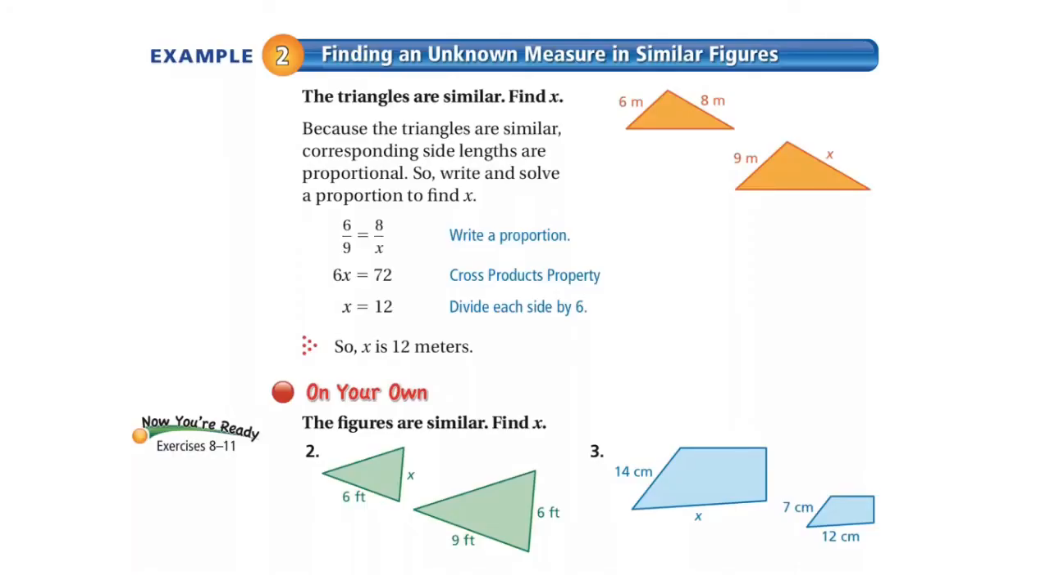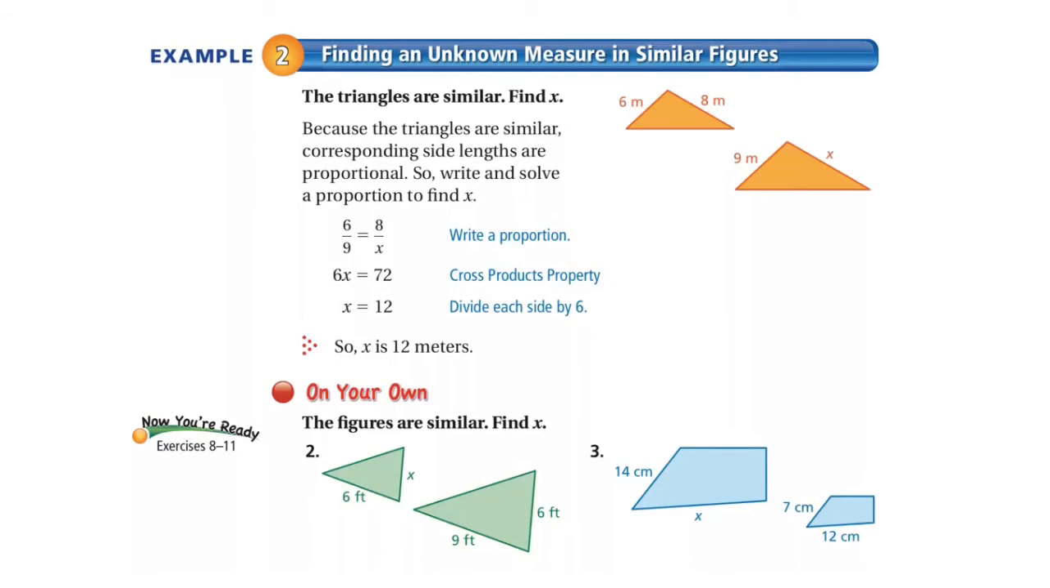For example 2, finding an unknown measure in similar triangles. So they're telling us the triangles are similar. Now we have to find what x is equal to. Because the triangles are similar, corresponding side lengths are proportional. So we write and solve a proportion. 6 over 9, those are the corresponding side lengths. We're writing them as a ratio, 6 over 9, equals 8 over x.